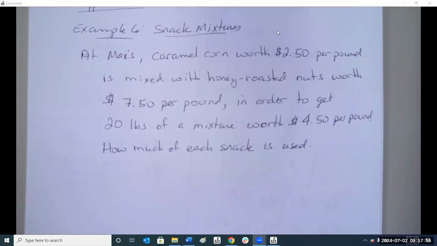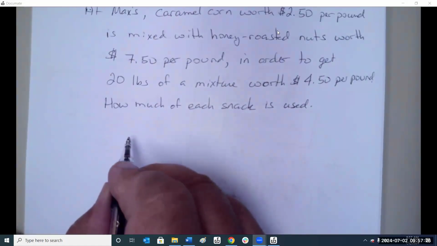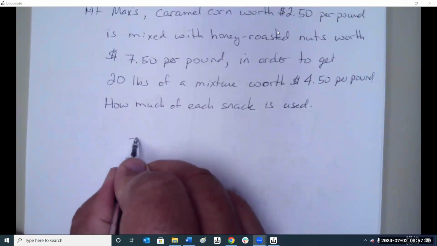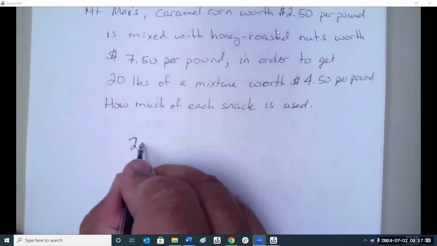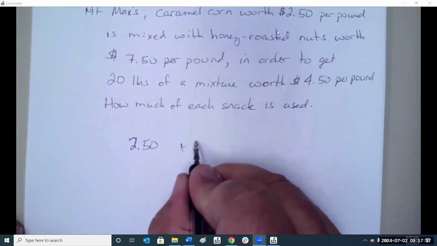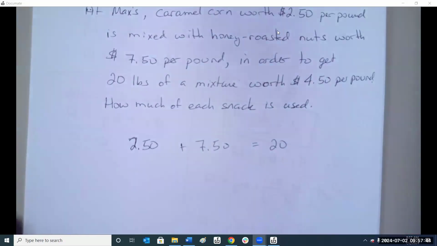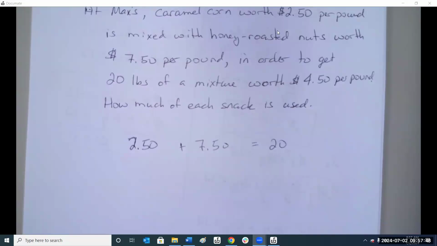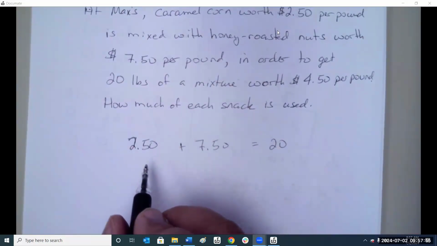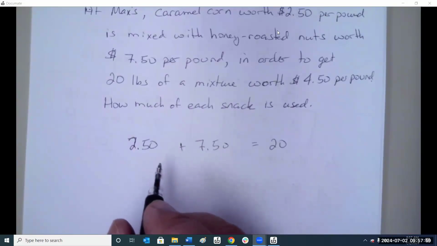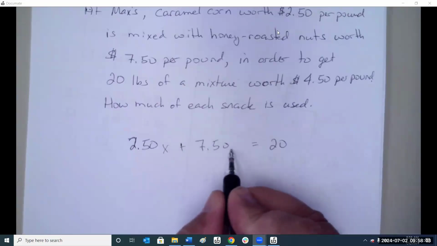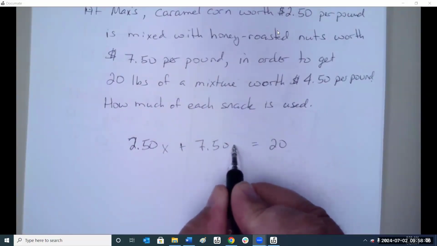How do we solve this? Do I put what first? $2.50 plus 7.50 equals 20 pounds. What? This window is both the X. So what would be X? Times what? Very good.